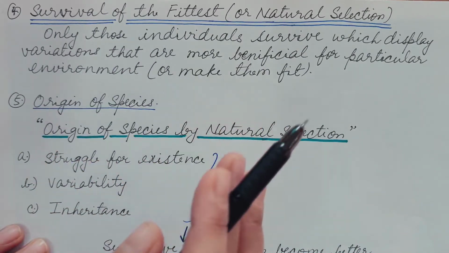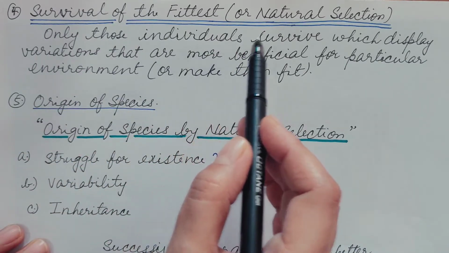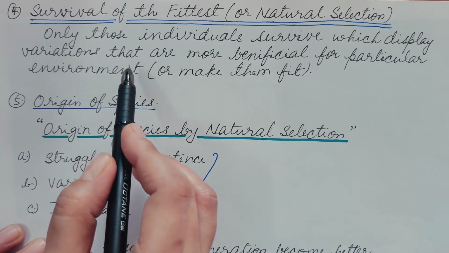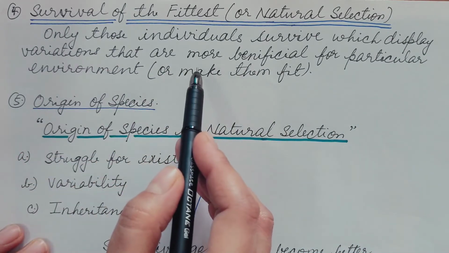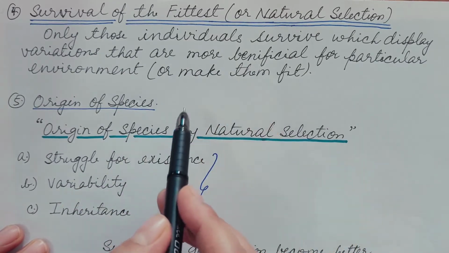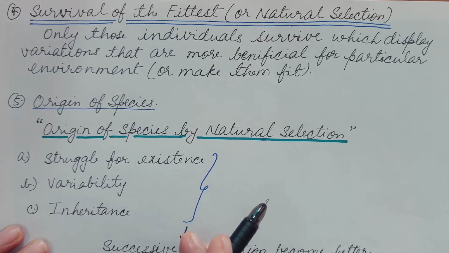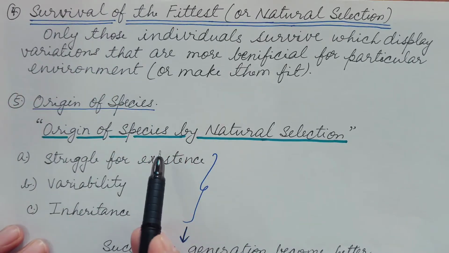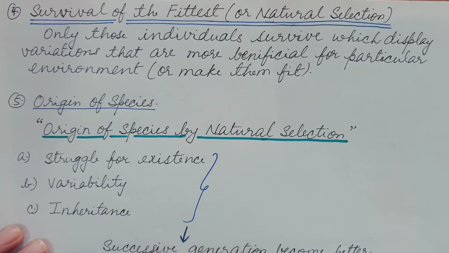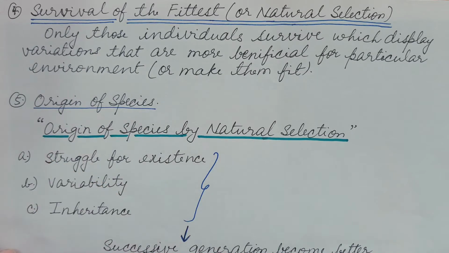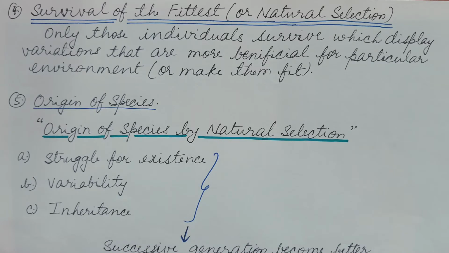So there are various individuals, there is variation, and only those individuals survive which display variations that are beneficial for a particular environment. That is, only those variations which make them fit to survive in a particular environment are selected, and the rest do not survive. Then this leads to the origin of species. The theory is origin of species by natural selection.